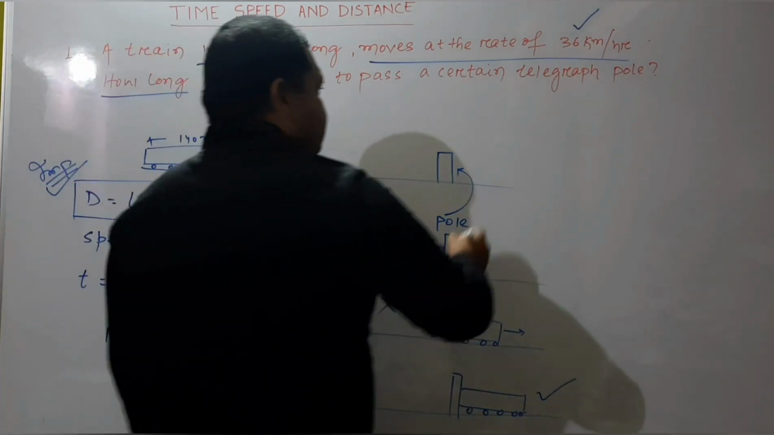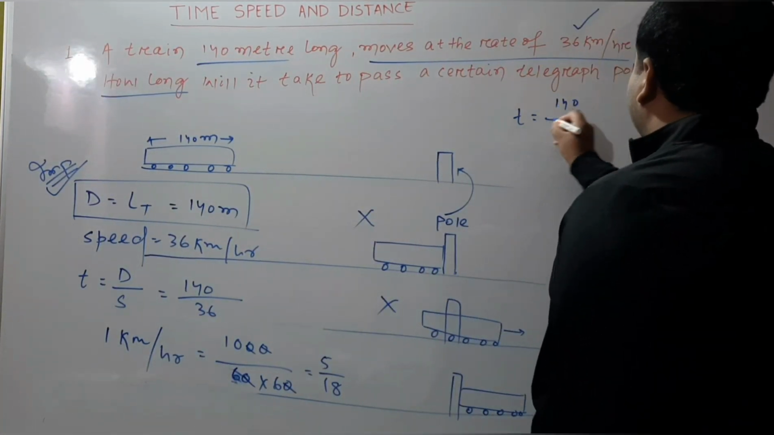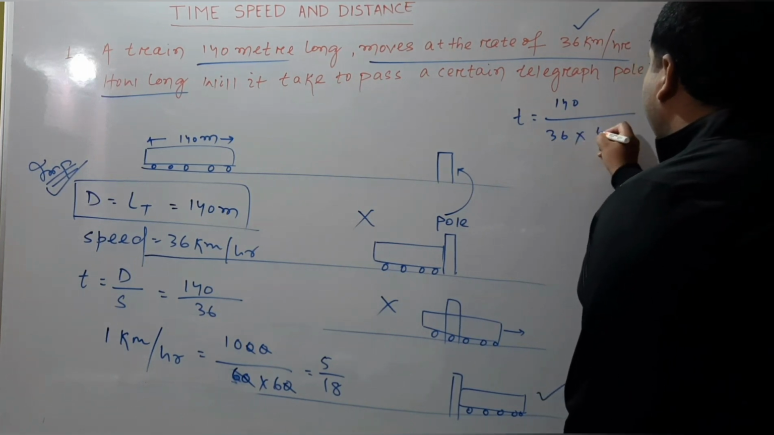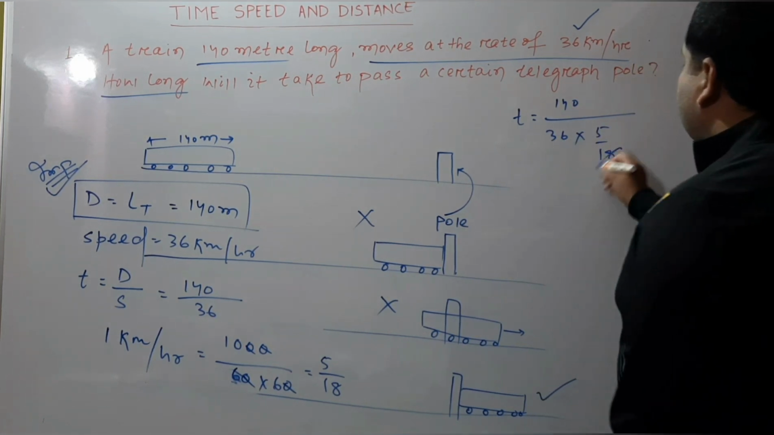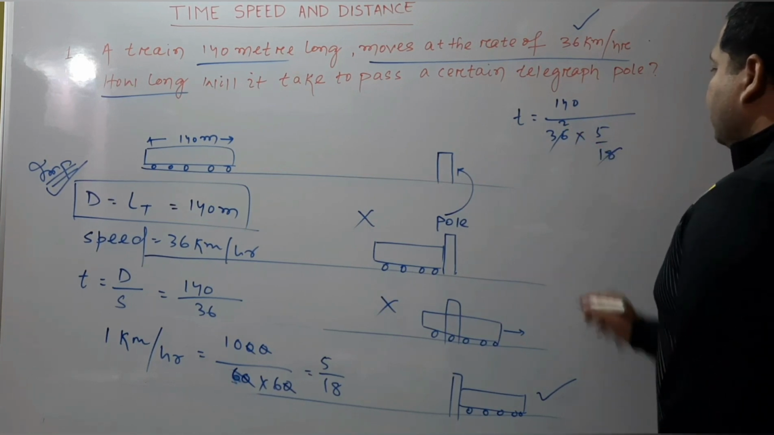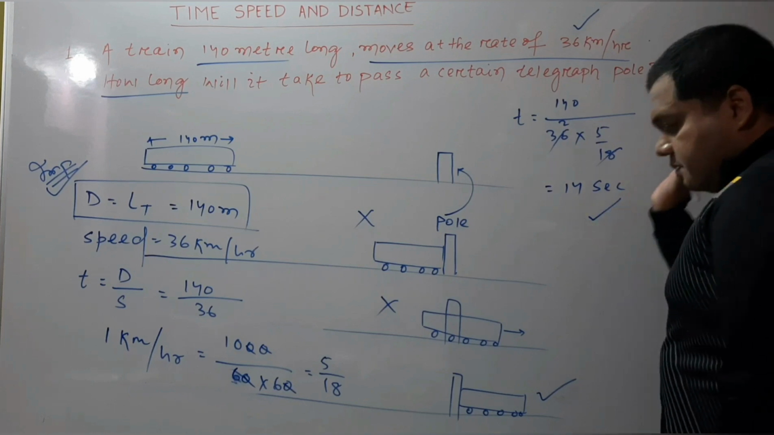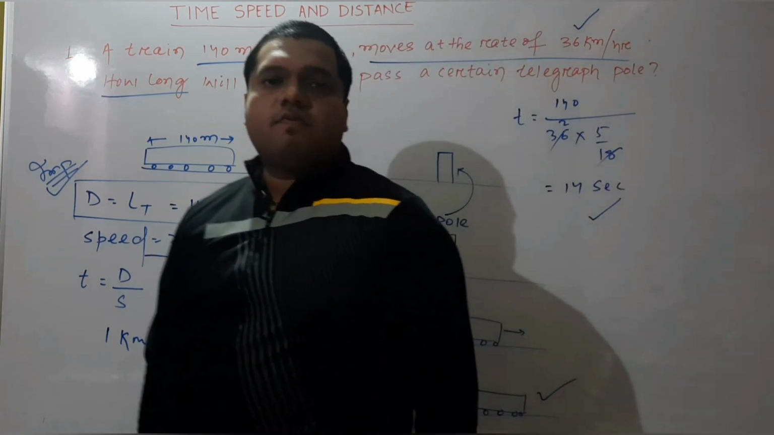Okay. So here the answer is time taken. Here I will solve this. Time t is equal to 140 divided by 36 into 5 by 18. Now 18 into 2, this is 36. 2 into 5, that is 10. So the answer is 14 seconds. For this particular question, your answer is 14 seconds.